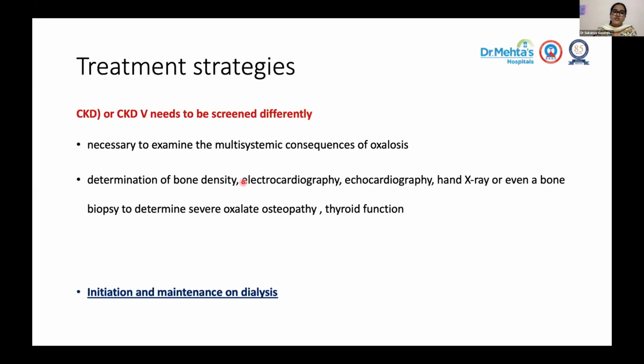Yeah, sure. So patients with CKD5 need to be screened very differently. The more focus is on the systemic oxalosis and to examine the multisystemic consequences of oxalosis. So determination of bone density, looking for cardiac deposits of oxalate, evaluating through ECG and echocardiogram, bone x-rays, and sometimes even a bone biopsy could be done to rule out osteopathy, and thyroid function tests because of deposition in the glands could be done. And for the majority of these patients, the crux of the management prior to transplant remains initiation and maintenance of dialysis.